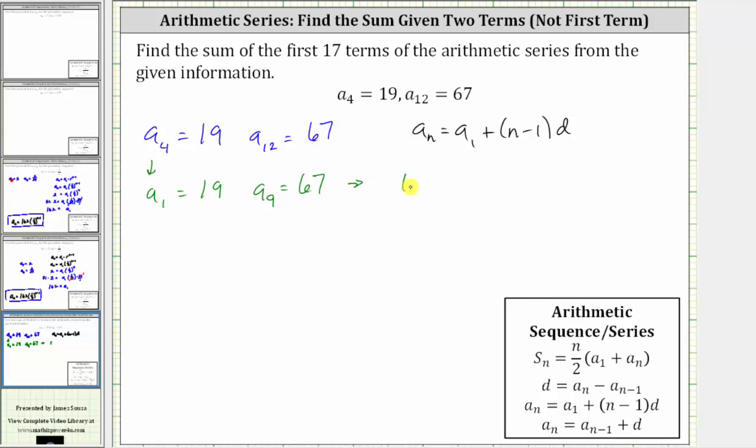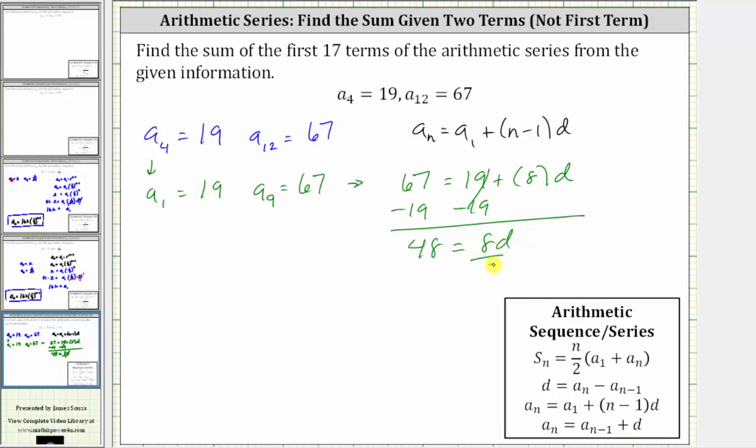This will give us the equation 67 equals 19 plus the quantity n minus 1 times d, where n is 9 because we used a sub 9 on the left, and 9 minus 1 is 8, giving us 8 times d. And now we can solve the equation for d. The next step is subtract 19 on both sides. Simplifying, this gives us 48 equals 8d. To solve for d, we divide both sides by 8. Simplifying, we have d equals 6.